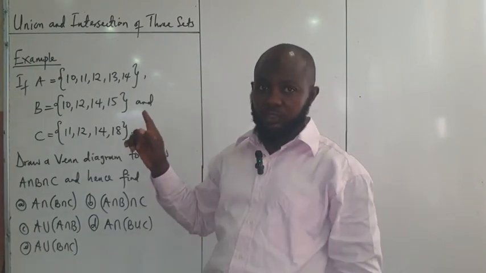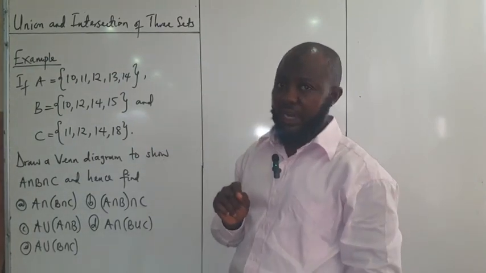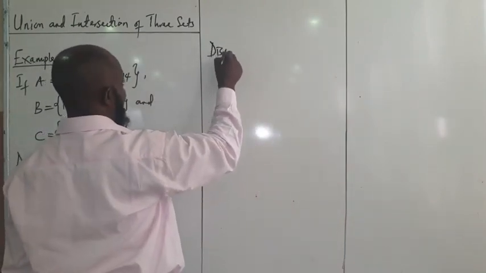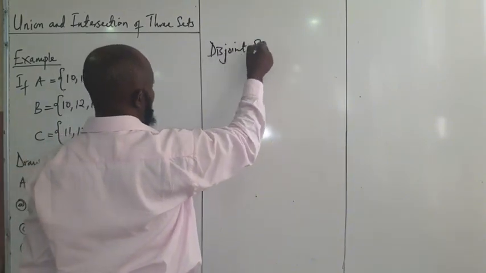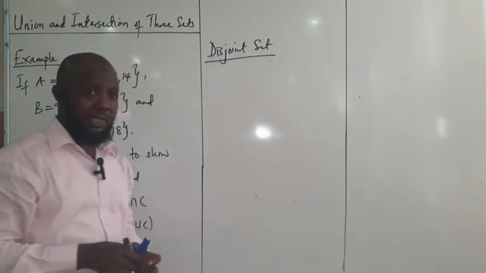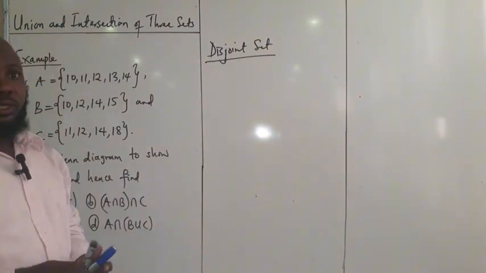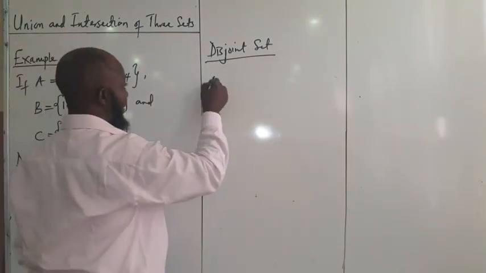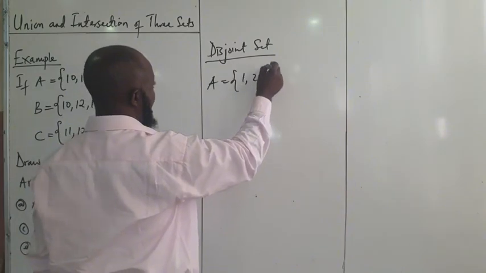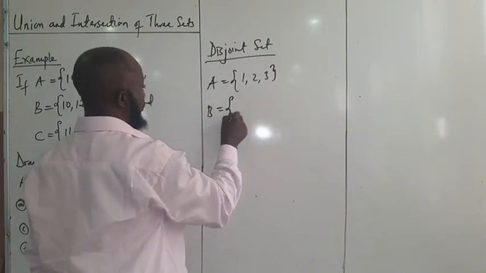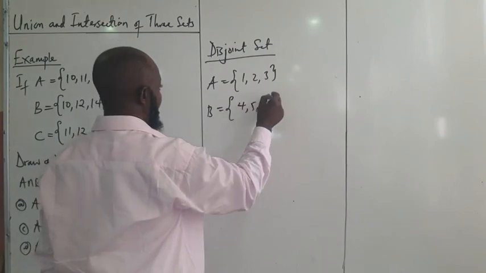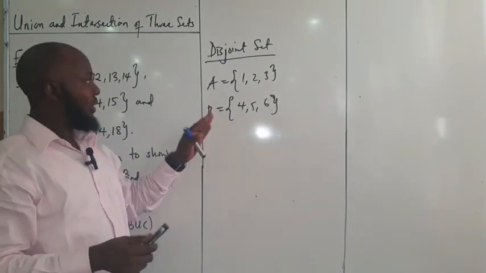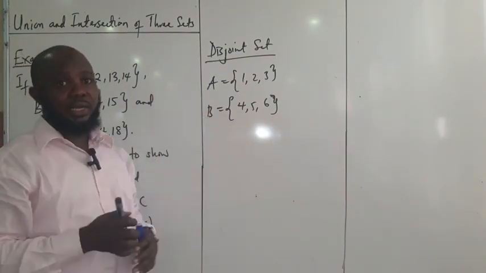But before we go into details, there's one thing that we did not do in our last video, which is what we call disjoint sets. Two or more sets are said to be disjoint if they have no elements in common. For example, we have set A is 1, 2, 3, and set B is 4, 5, 6. There is no element that is common to both sets. So sets A and B are disjoint sets.